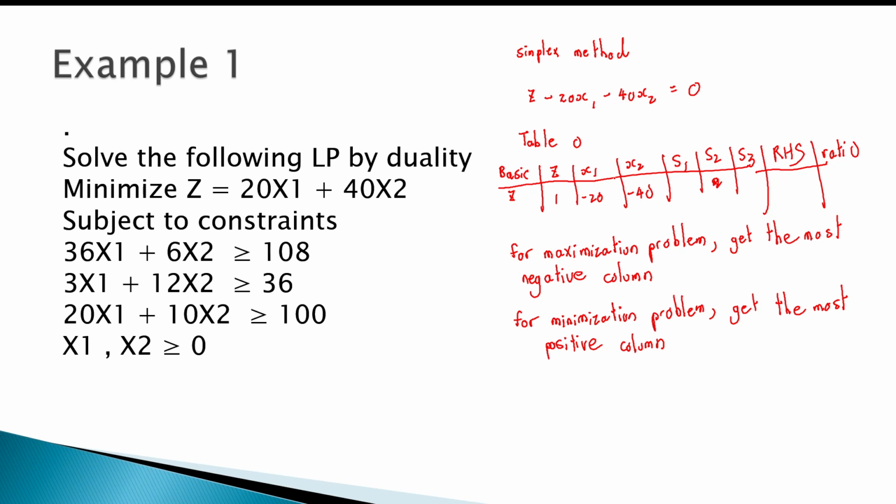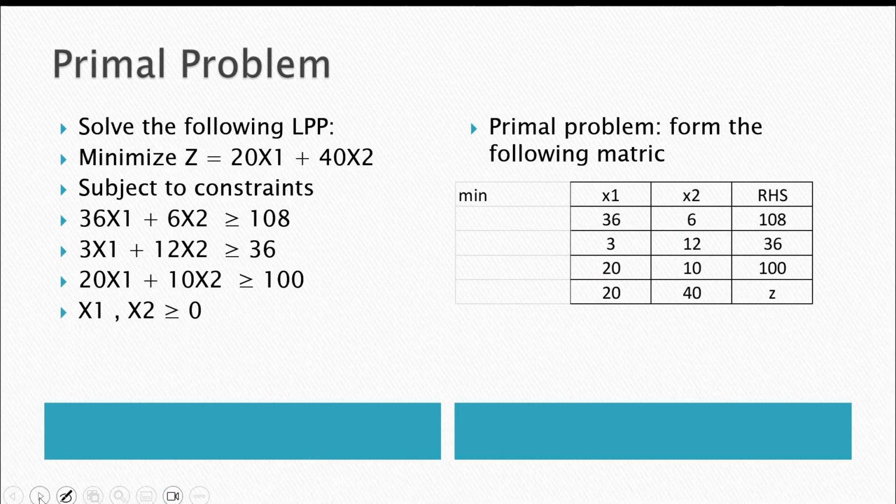But in this case, we fail to get the most positive column. That's why we cannot proceed using the simplex method as what we did to solve the standard maximization problem. That's why we use another technique, which is called duality.